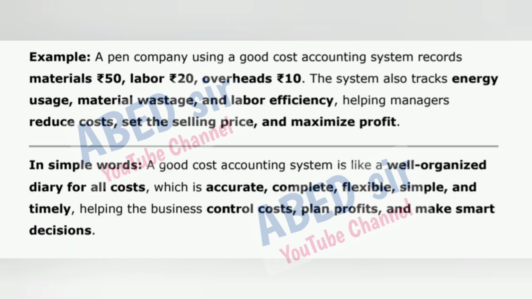Example, a pen company using a good cost accounting system records materials 50 rupees, labor 20 rupees, overheads 10 rupees. The system also tracks energy usage, material wastage, and labor efficiency, helping managers reduce costs, set the selling price, and maximize profit. In simple words, a good cost accounting system is like a well-organized diary for all costs, which is accurate, complete, flexible, simple, and timely, helping the business control costs, plan profits, and make smart decisions.